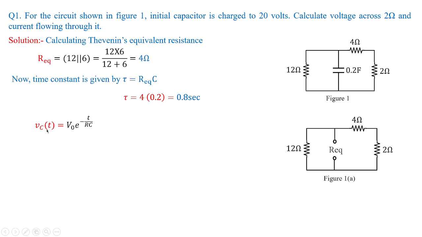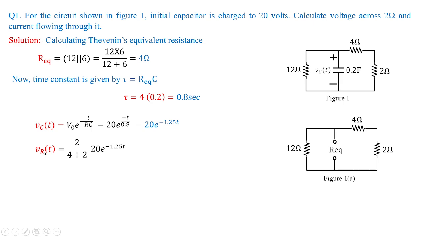Good. Now Vc of t is the voltage across the capacitor, what it is initially charged with. So it is V naught e to the power of minus t by RC. V naught is given as 20, e to the power of minus t by tau, where tau is RC, which we have calculated as 0.8 second. Rearranging this equation, I get 20 e to the power of minus 1.25 t. So this is the voltage of the capacitor.